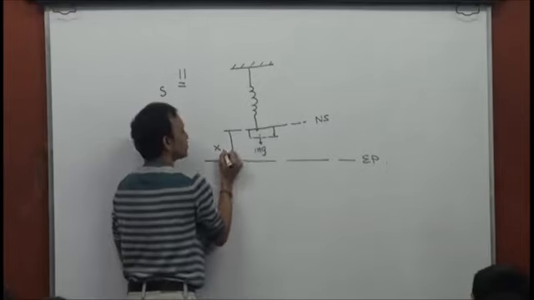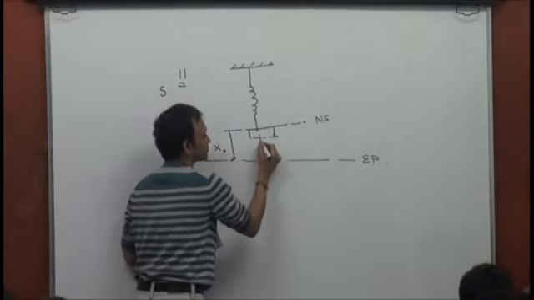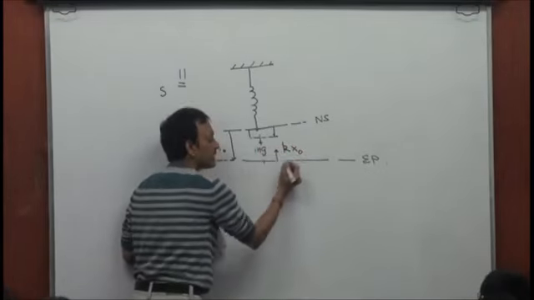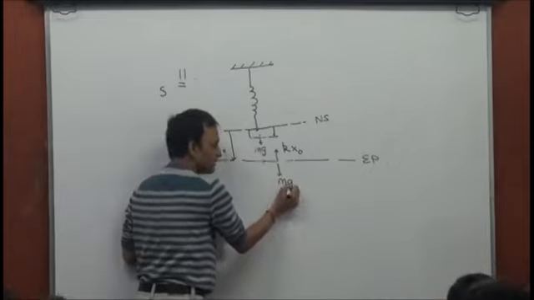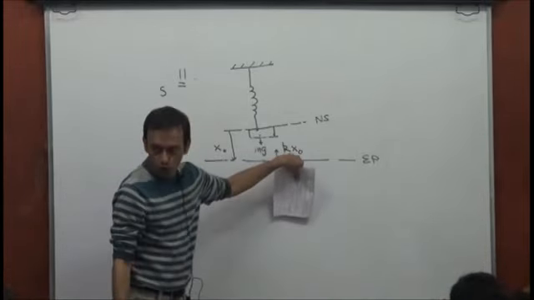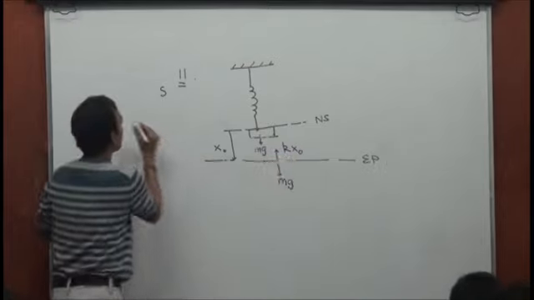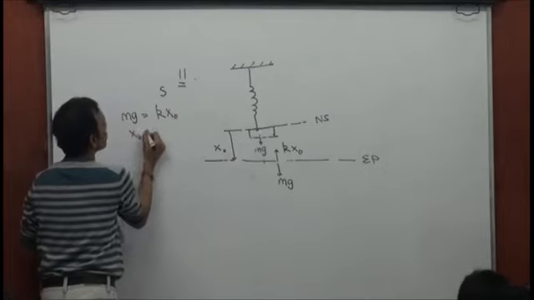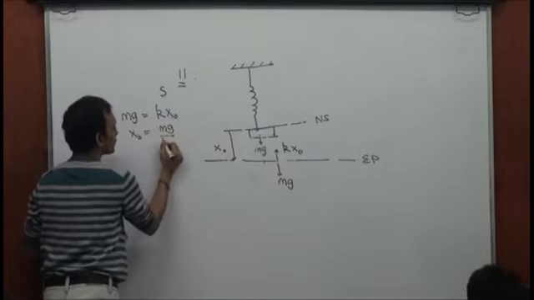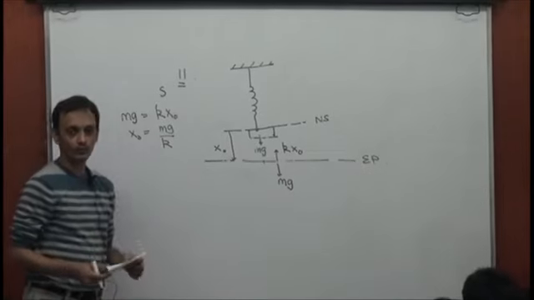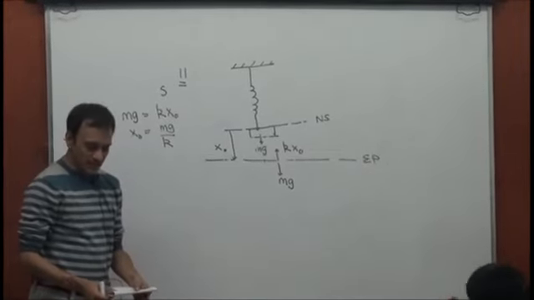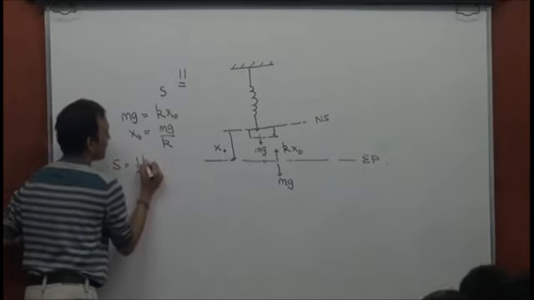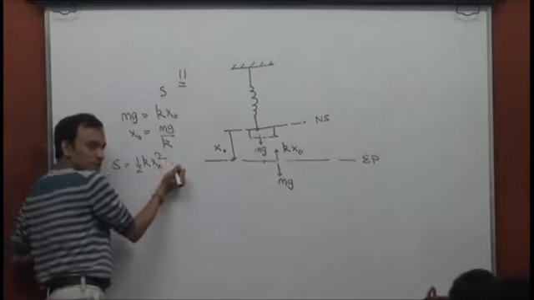This is the equilibrium position of the mass m. X equal to x naught. At this position, the spring force is going to be kx naught upwards and weight is going to be downwards. Equilibrium means mg must be equal to kx naught, right? So x naught is mg by k, right? Now S be the gain in spring energy. So gain in spring energy is what? Half k x naught squared. That's the gain in spring energy.